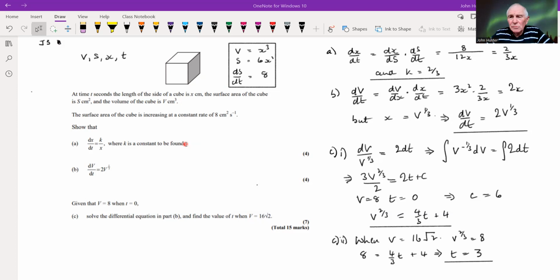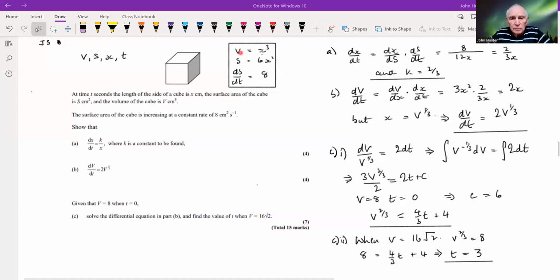And I think this helps to illustrate the idea that we're dealing with a dx, a small change in x, and so on, virtually as if they're parts of a ratio. So let's have a look at it in a little bit more detail. At time t seconds, the length of the side of a cube is x, the surface area of the cube is s, and the volume is v.